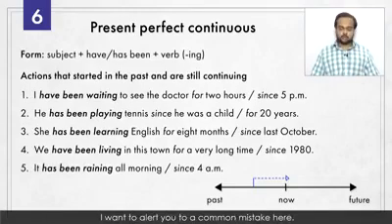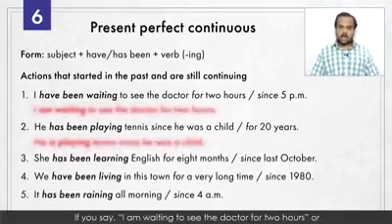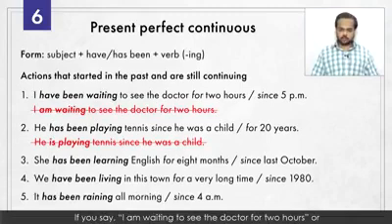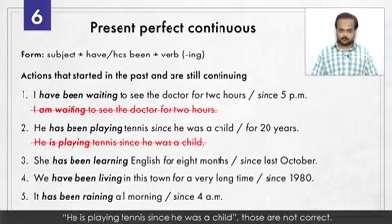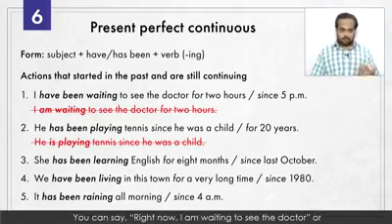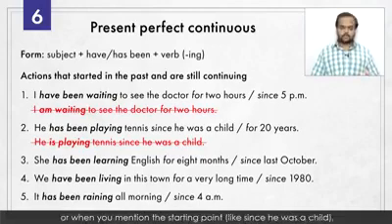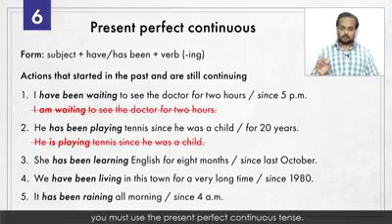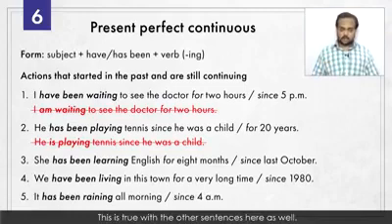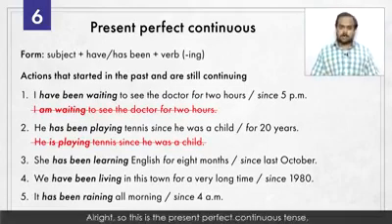I want to alert you to a common mistake here. If you say, I am waiting to see the doctor for 2 hours, or he is playing tennis since he was a child, those are not correct. You can say, right now, I'm waiting to see the doctor, or he is playing tennis. But when you mention the amount of time, like 2 hours, or when you mention the starting point, like since he was a child, you must use the present perfect continuous tense. This is true with the other sentences here as well, so keep this point in mind. Alright, so this is the present perfect continuous tense.